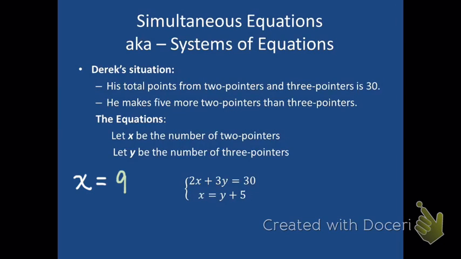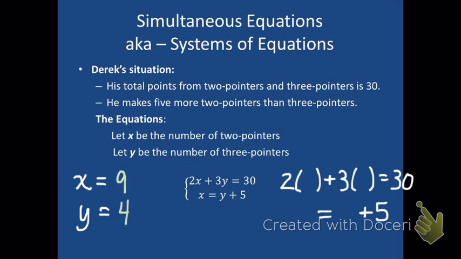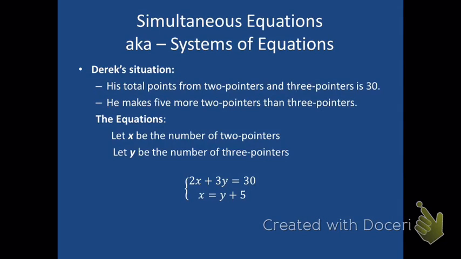So if I let x equal 9 and I let y equal 4, and I go ahead and substitute those values into these 2 equations. So I'm going to put the x and y values into the blanks. X is 9, y is 4. I can see that both of these equations are true. 9 is equal to 4 plus 5, and 2 times 9, which is 18, plus 3 times 4, which is 12, is equal to 30. So both of those equations are satisfied by that one xy pair. So that would be our solution there.